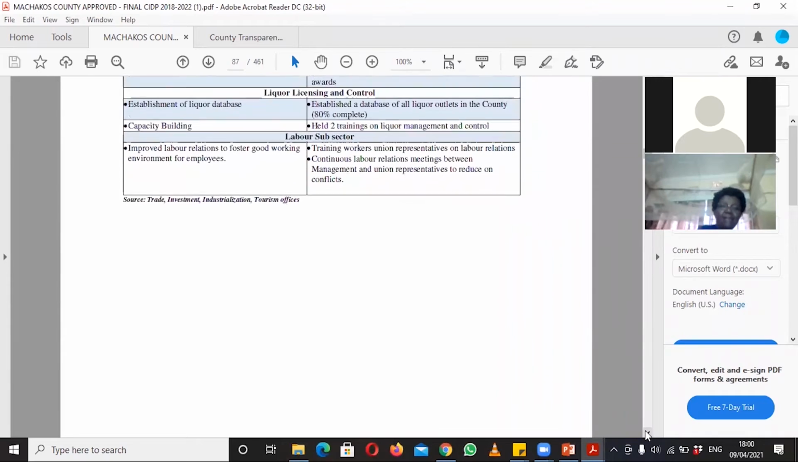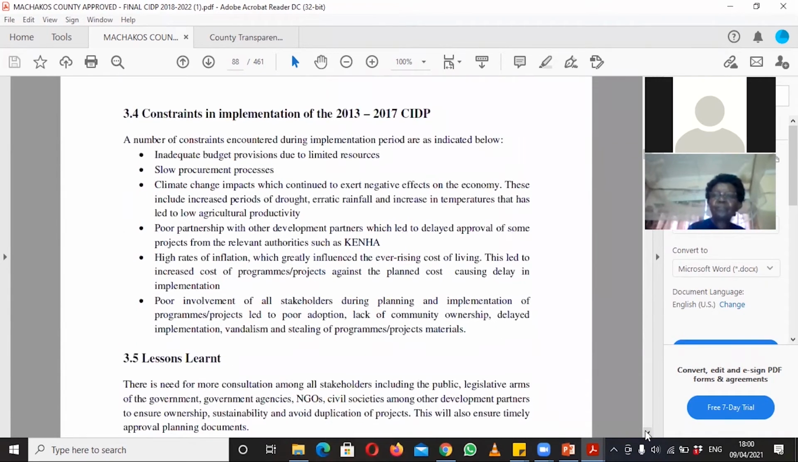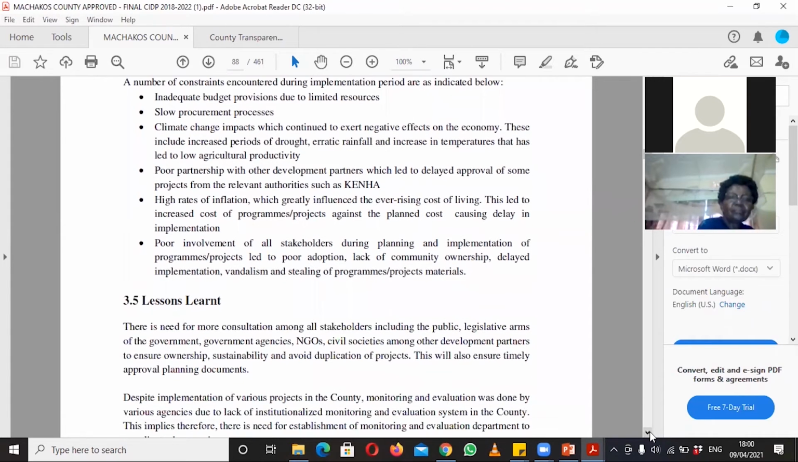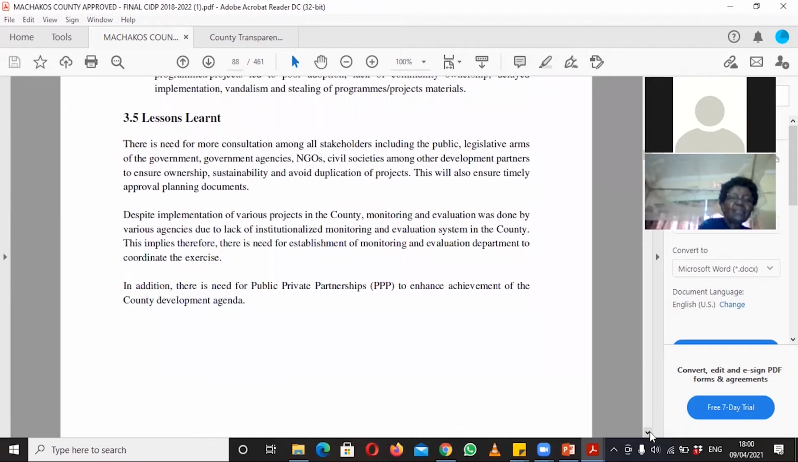Okay. And then now, they are asking what are the challenges that they faced in the implementation of the 2013 to 2017 CIDP? So they are saying inadequate budget provisions due to limited resources, slow procurement process, climate change impacts which continued to exert negative effects on the economy, poor partnership with other development partners, high rates of inflation, poor involvement of all stakeholders. So those are constraints that prevented them from achieving the targets that they had stated. So that is very interesting.